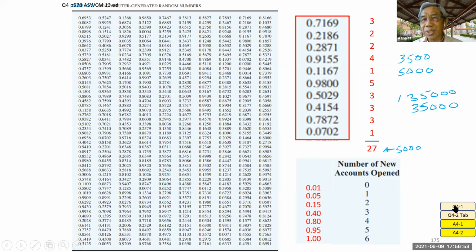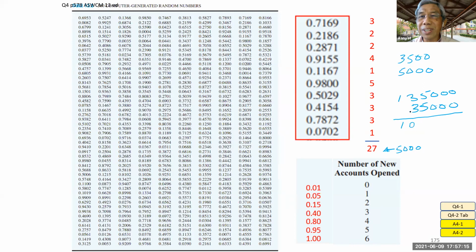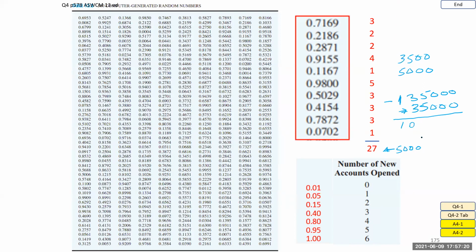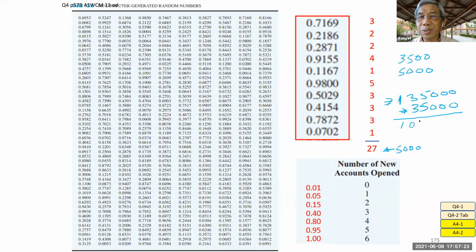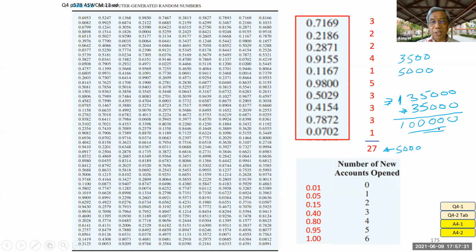So what's the question? What's your advice? Whether he should proceed with the seminar or not? Does he make a profit or not? What's the profit? Profit is revenue minus cost. This is the commission he gets, this is the cost for the 10 seminars, this is the revenue. So large. So what will be the profit he gets? 100,000.